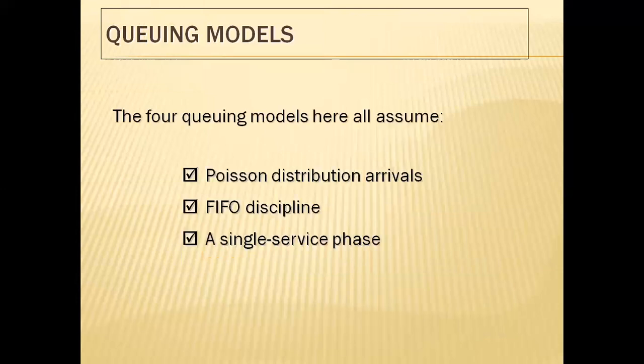Next, moving on to the queuing models. There are four different kinds of queuing models. Let's assume the first one is based on Poisson distribution variables. The next one is first in, first out discipline. The third one is a single service space.